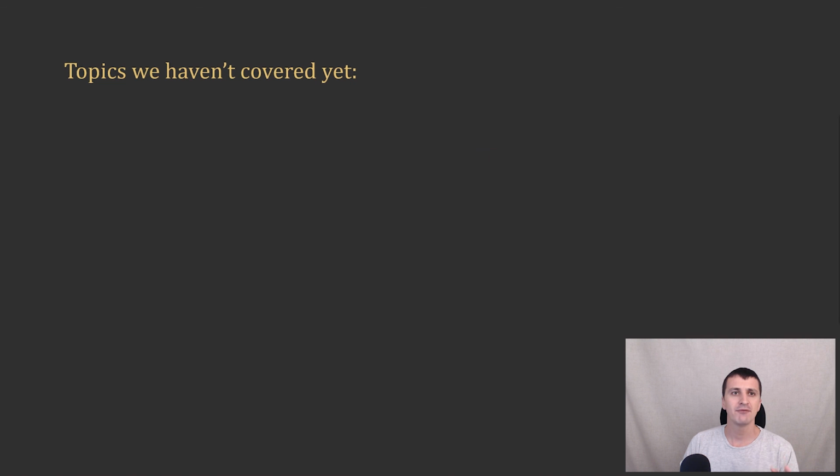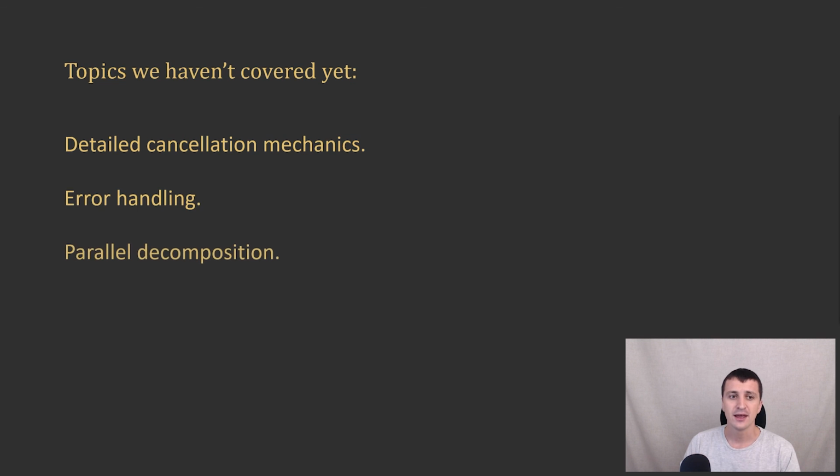Why is this intuition not enough, in my opinion? Well, it's because we haven't discussed the following topics. We haven't discussed detailed cancellation mechanics, error handling, and parallel decomposition. That's when you have multiple concurrent flows and you want to bring them together at some point. And we haven't discussed structured concurrency. That's a very important piece of the coroutines framework. You hear about that a lot, but most developers don't have a clue what structured concurrency is and why it is useful.